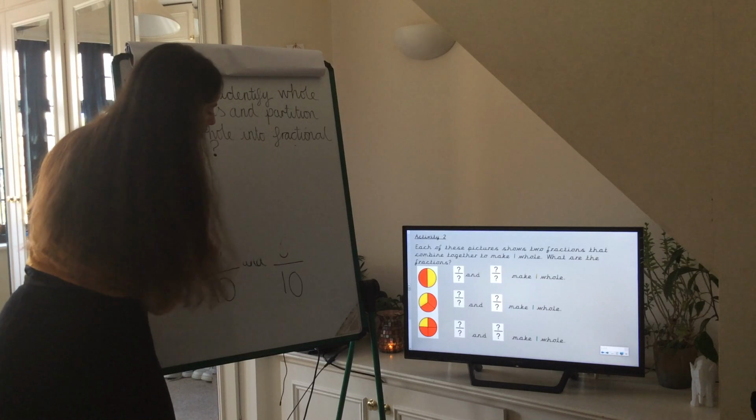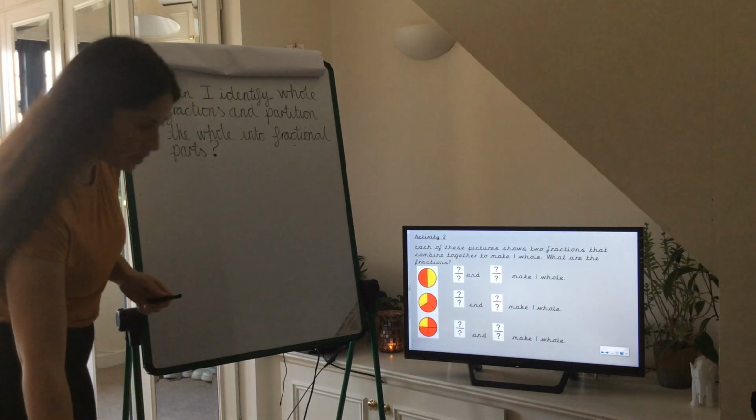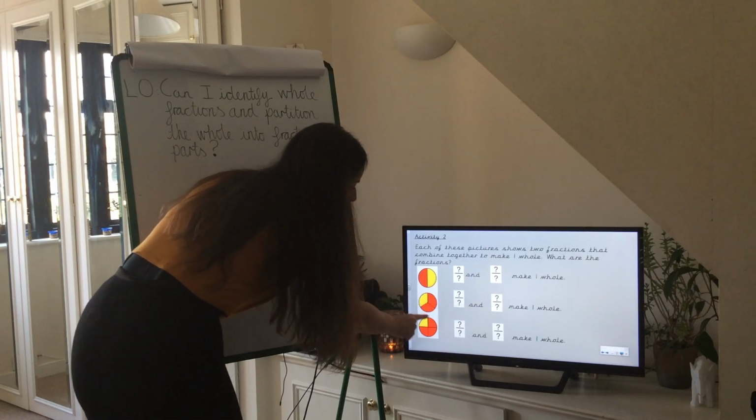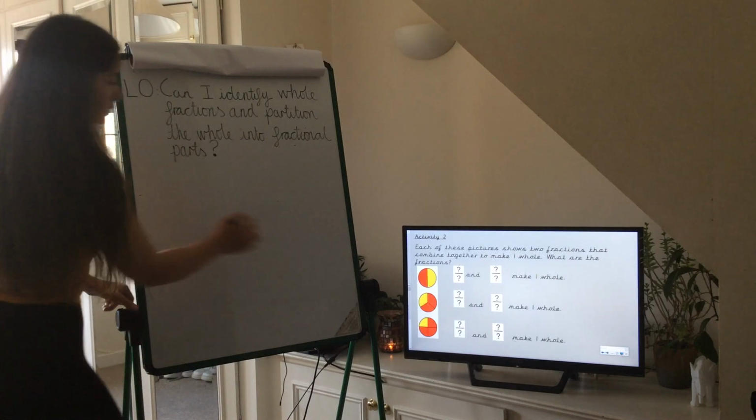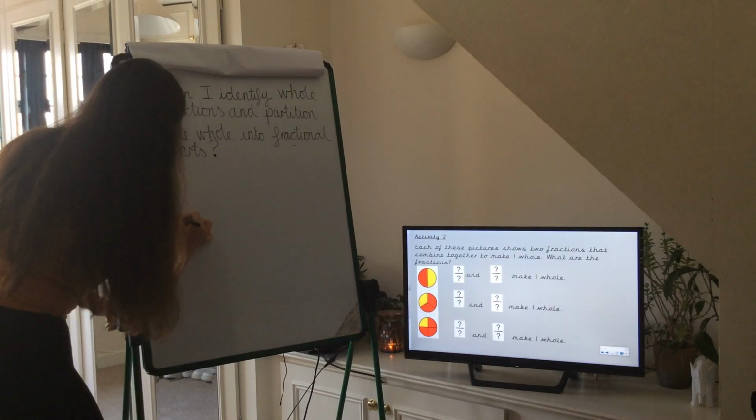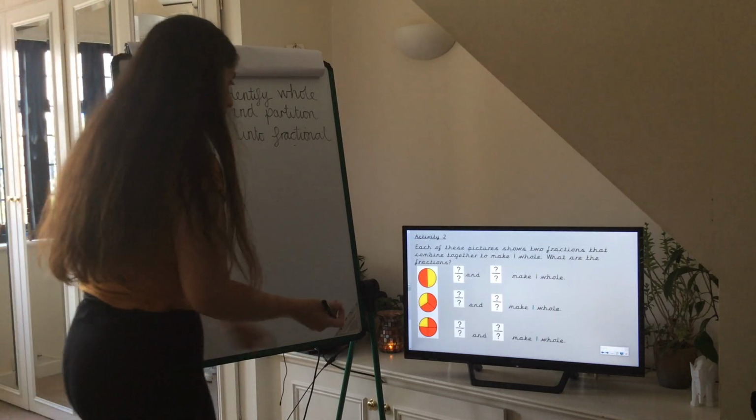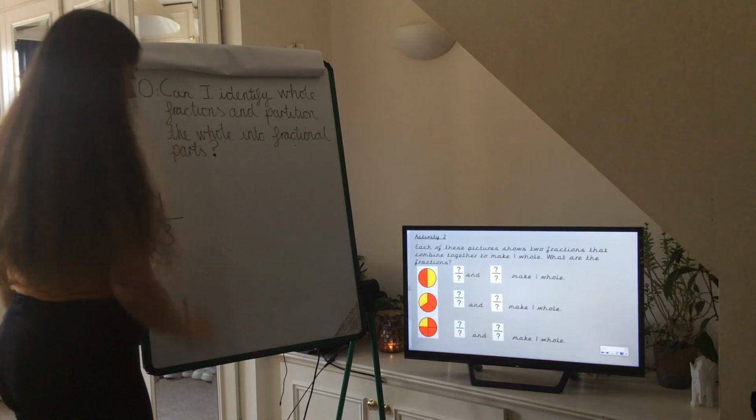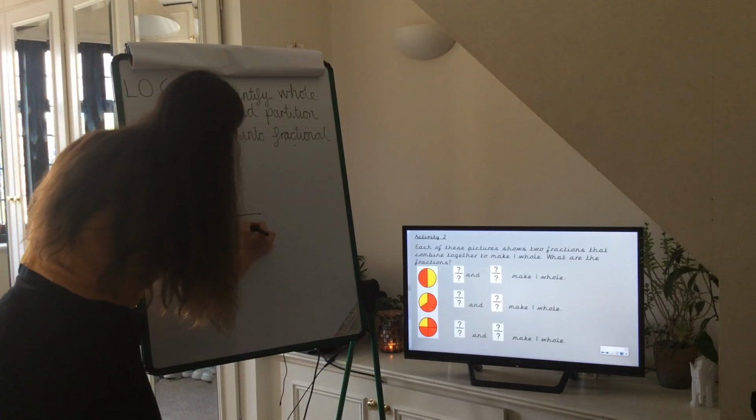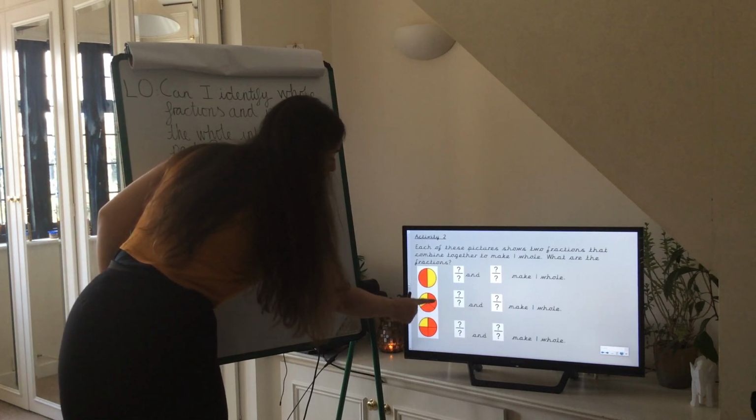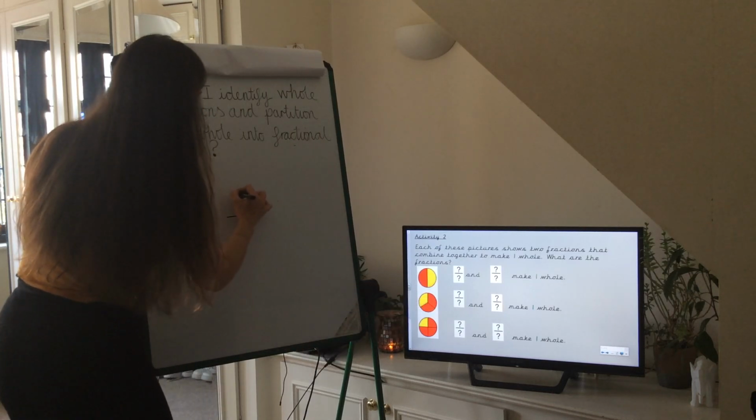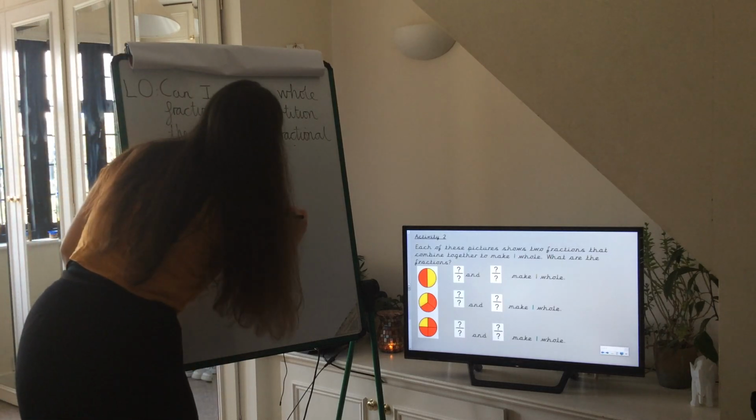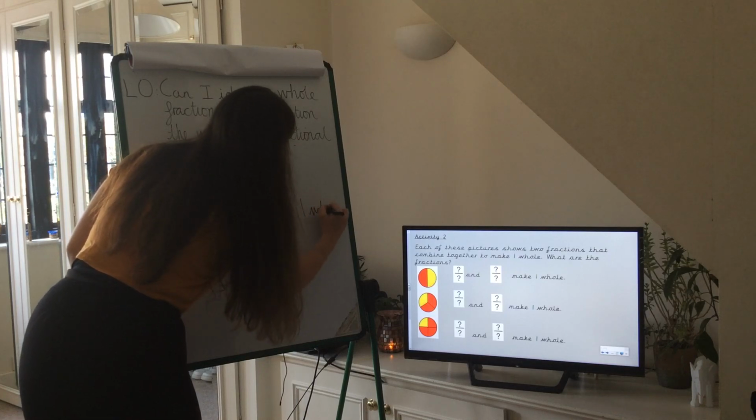Okay, so let's do one of them together. Let's do the second one together. So we need to see what our denominator is going to be. We need to know how many equal parts a whole is made of. 1, 2, 3. Now, which fraction of the whole shows the yellow sections? Only one section is shaded yellow. So 1/3 is yellow. My whole hasn't changed because it's still made up of 3 parts. 2 parts out of the whole are red. So 2/3. 1/3 and 2/3 make 1 whole.